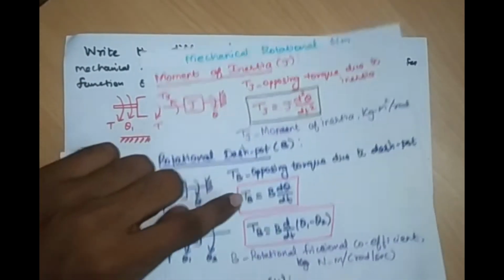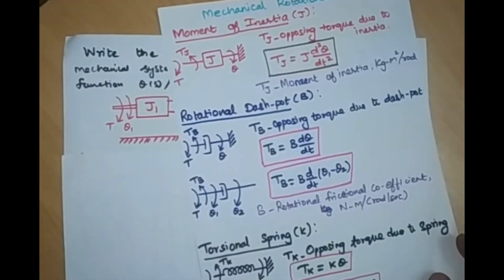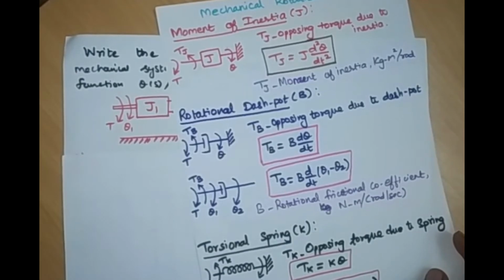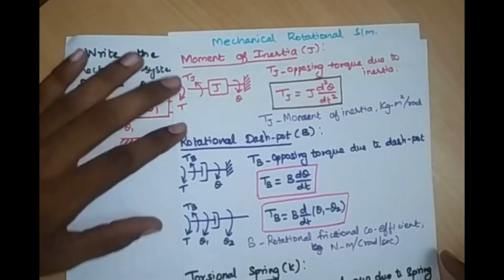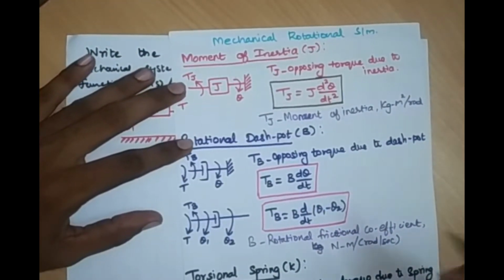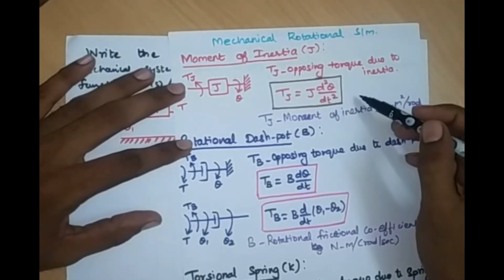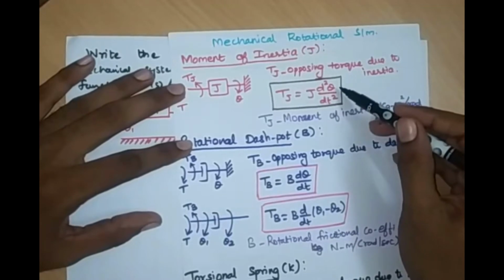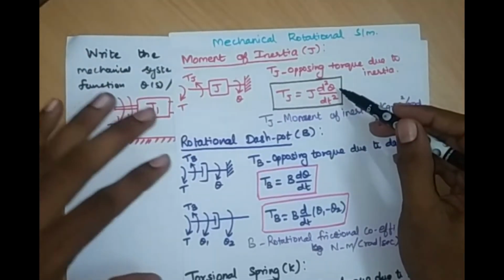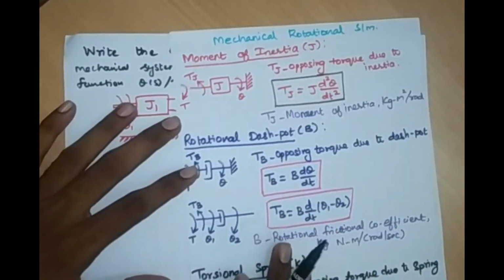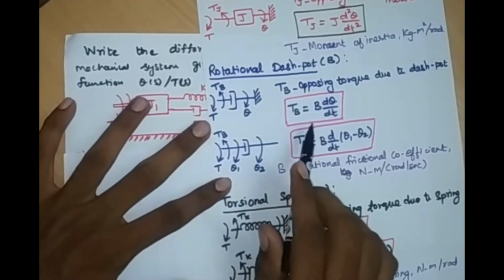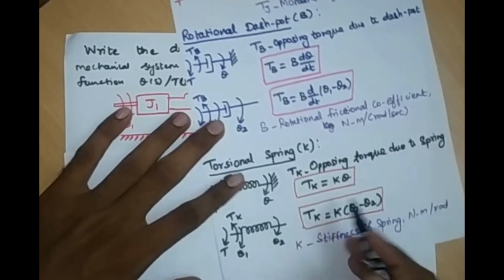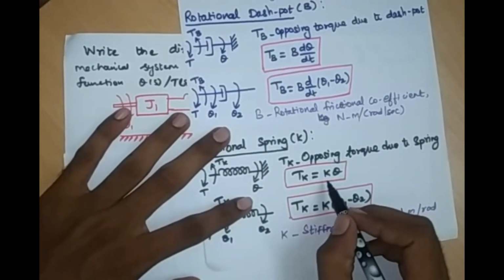So Tj, Tb, Tk, these are all the opposing torques expressed by the basic elements. Similar to the mechanical translation system, the inertia is exposing this amount of torque, J into d square theta by dt square, and this is the torque opposed by the dashpot, B into d theta by dt. This is the torque opposed by the spring element.